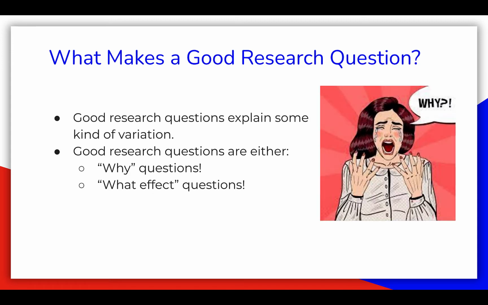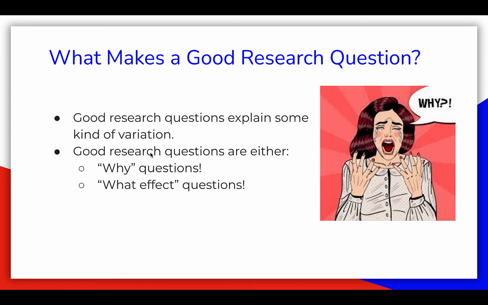So what makes a good research question? So good research questions explain some kind of variation. In other words, I shouldn't be looking at states that only have really good educational outcomes. I should be looking at all kinds of states, right, with all kinds of educational outcomes. I shouldn't just be looking at cities with low income inequality. I should be looking at all cities, regardless of what level of income inequality they have. This is because good research questions attempt to explain some kind of variation, okay?